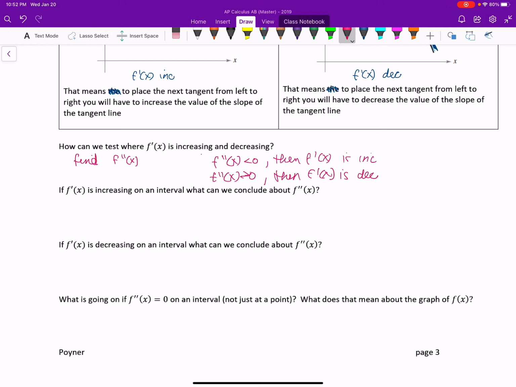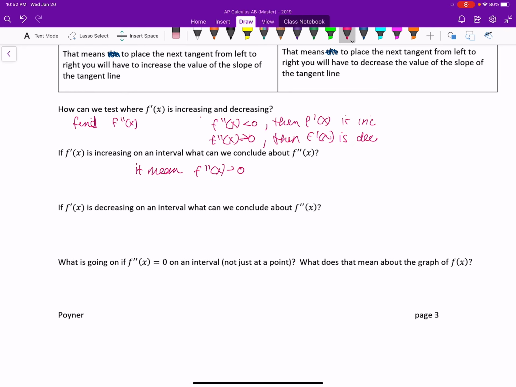So if f prime of x is increasing on an interval, what can you conclude about f double prime? So I just kind of went through that. f double prime of x must have been greater than 0. So if f prime of x is decreasing on the interval, what can you conclude? Well, f double prime of x must then have been less than 0.